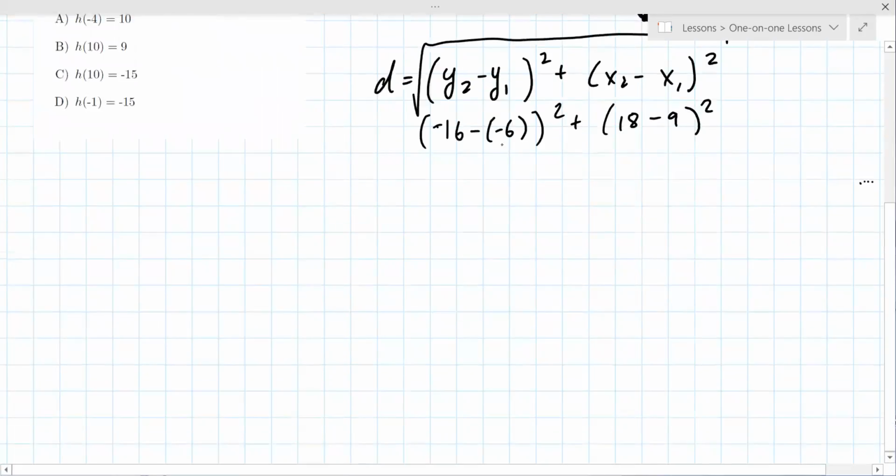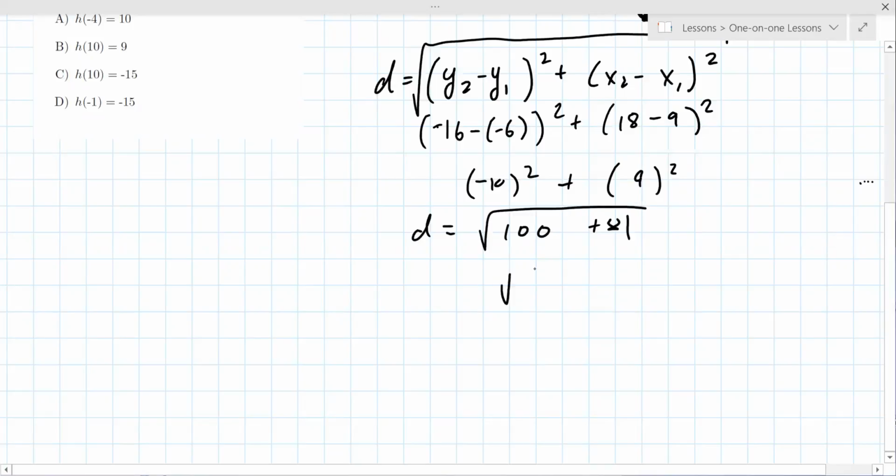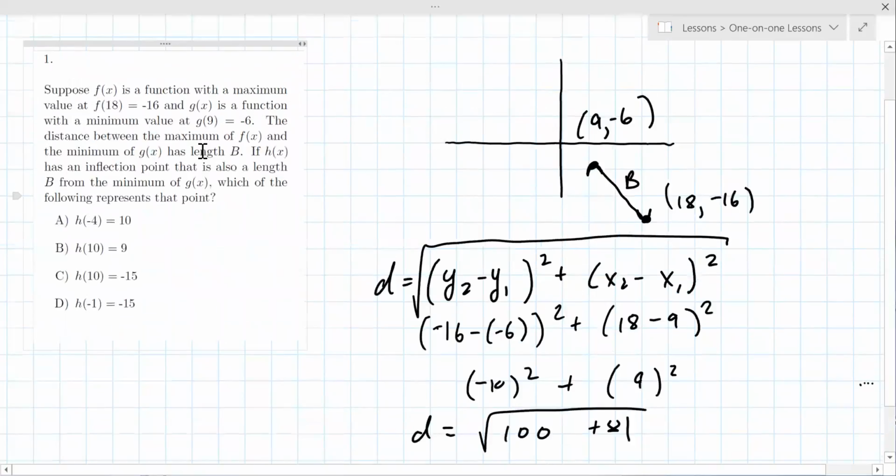So this gives you negative 10 squared, which is 9 squared. So like you said, you get 100 plus 81. Your distance is the square root of 181. Okay, but that is not the answer, but that's what it's looking for. I don't think you would ever get anything this lengthy, but you do need to know the distance formula for sure. Which of the following is also a distance b from that point?